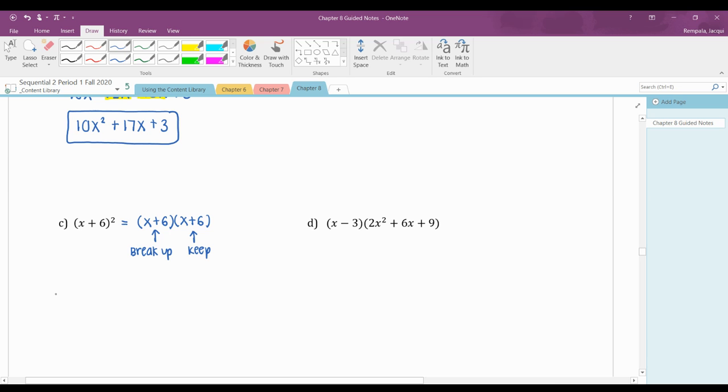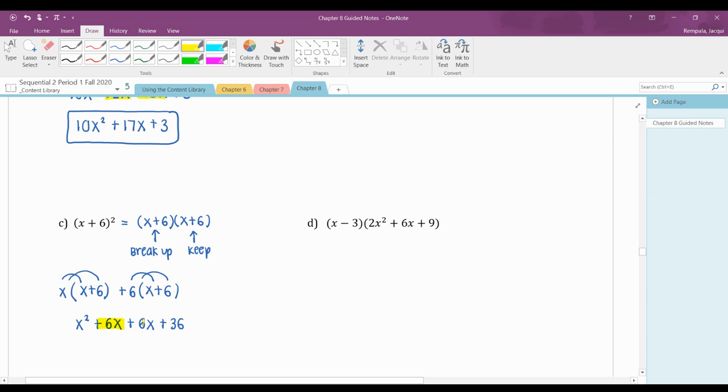So if I break up that first binomial, I'll want the x to be multiplied by what I'm keeping, which is x plus 6. Going back to what I'm breaking up, I have a positive 6 that has to get distributed to what I'm keeping, which is x plus 6. So when I distribute the x to the first parentheses, I'm going to get x squared plus 6x. When I distribute that positive 6 to the next parentheses, I'm going to have a positive 6x plus 36.